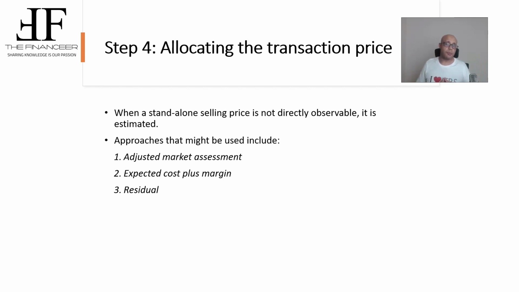There are definitely other methods that you can use. One of them is to calculate the expected cost plus profit margin for each performance obligation, and accordingly you will be able to allocate the transaction price.